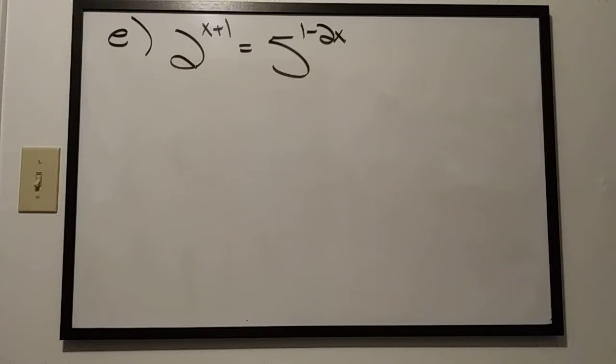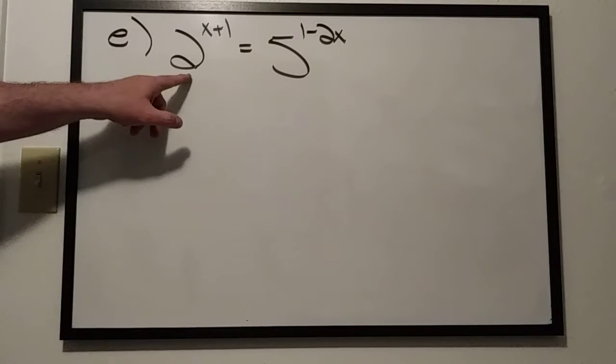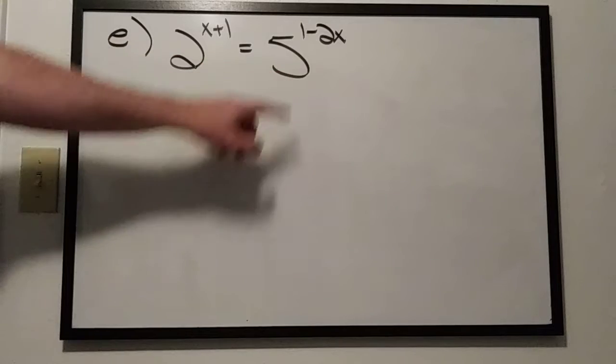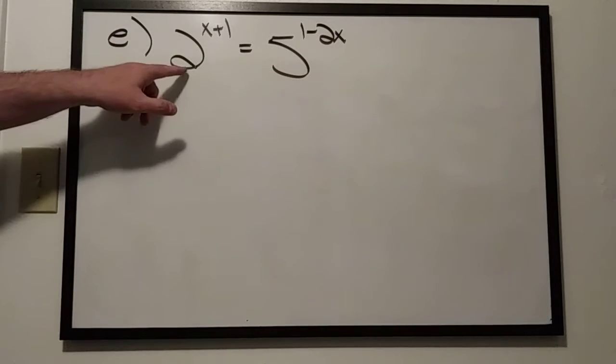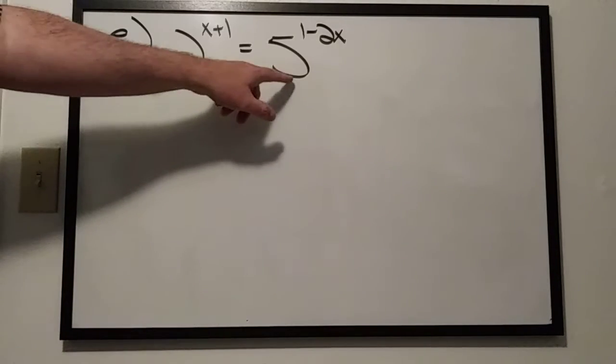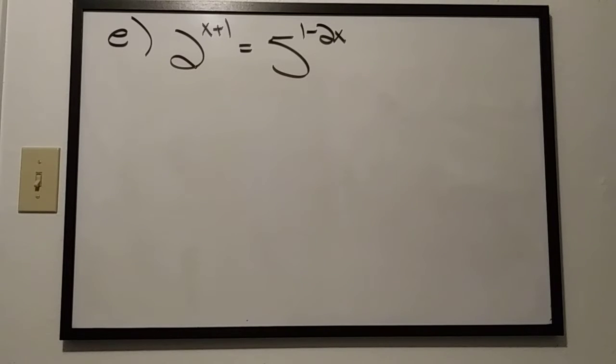Well, maybe it's similar to something else we've seen previously. So we have seen the idea that if you can rewrite the left-hand side and the right-hand side in terms of the same base, we can solve things relatively easily. But we have a base of 2 on the left-hand side and a base of 5 on the right-hand side. It's not easy to write 2 in terms of a base of 5. It's not easy to write 5 in terms of a base of 2. So that trick isn't going to help me here either.